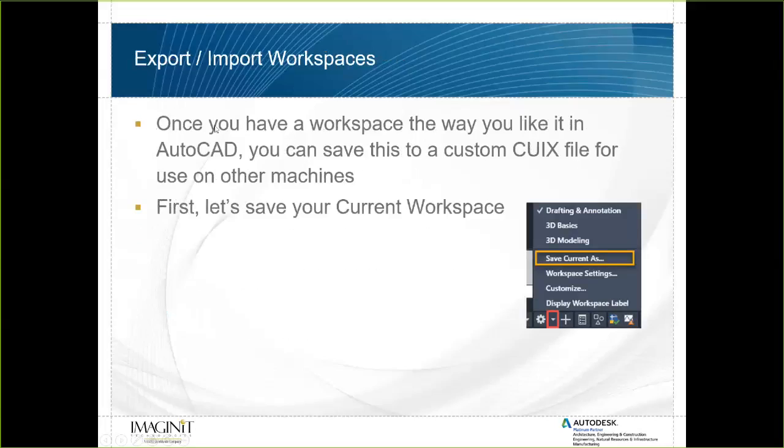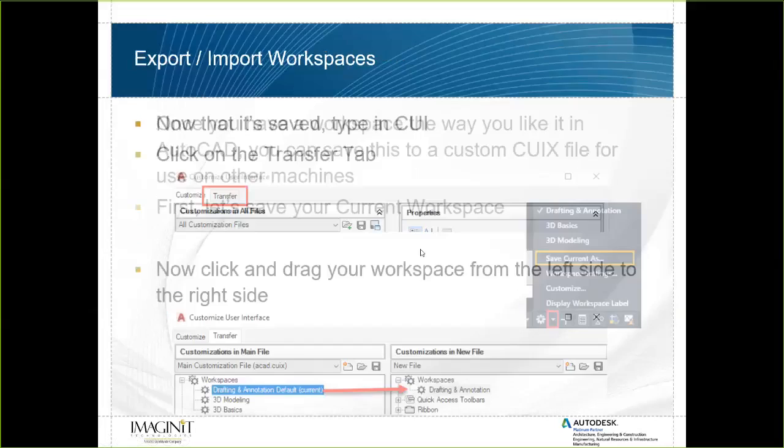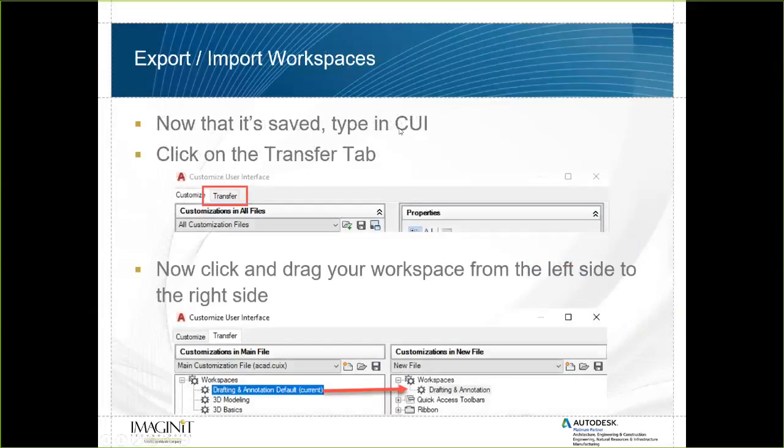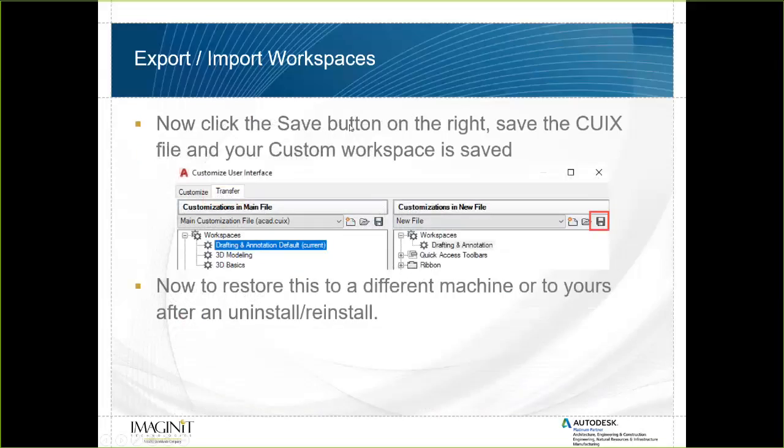So, import and export workspaces. Once you have a workspace the way you like it in AutoCAD, you can save this to a custom CUIX file for use on other machines. First, save your current workspace. Now that you've saved it, you type in CUI and click on the Transfer tab. Now you click and drag your workspaces from here over underneath the workspaces here. Then you click the Save button on the right, you save the CUIX file, and your custom workspace is now saved.